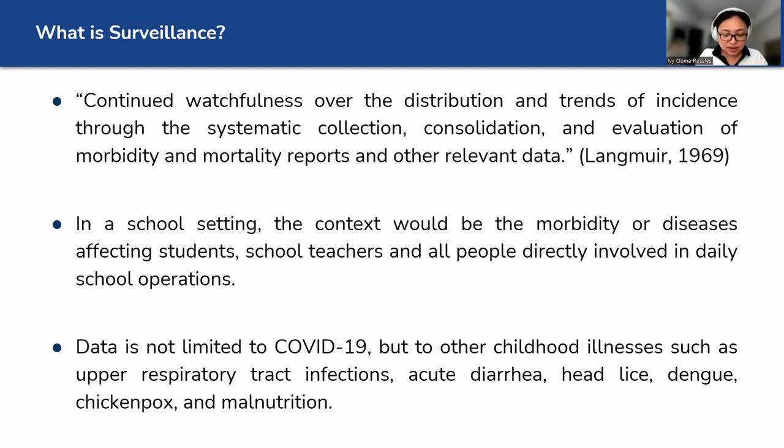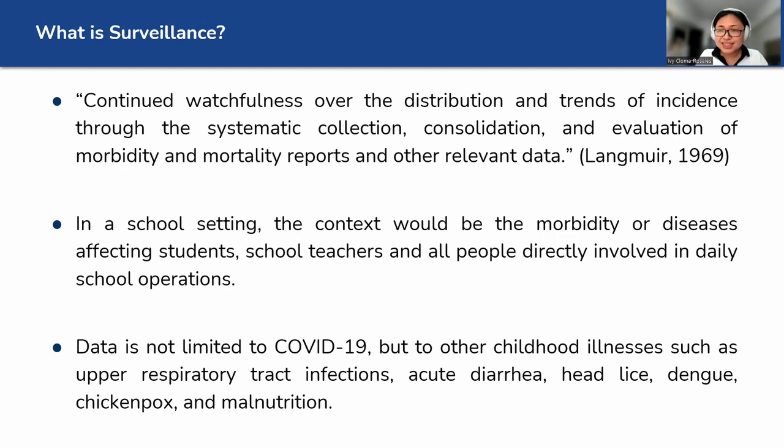Surveillance is also defined as the continued watchfulness over the distribution and trends of incidents through the systematic collection, consolidation, and evaluation of morbidity and mortality reports and other relevant data. In a school setting, the context would be the morbidity or diseases affecting students, school teachers, and all other people directly involved in daily school operations. So when you think about surveillance, we're not just talking about the students, okay? We're talking about everyone in the school.